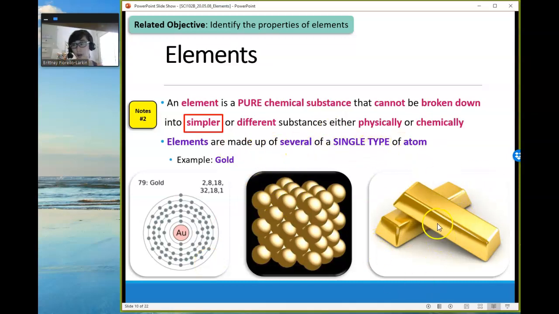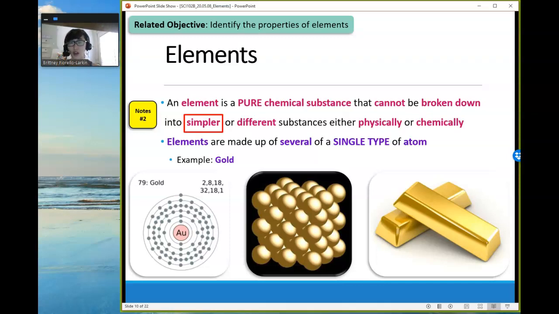You can see over here a pure gold bar. And if you were to try to break this down physically by dividing it in half, you would still just end up with the same gold. And even if you were to try to break this down through a chemical reaction, it wouldn't be possible. Gold is as simple as you can get. You can't break it down into anything that's not gold unless you start messing around with the nucleus, but that's not a physical or chemical change. That would be a nuclear change, and that would require nuclear reactions, which would change the identity.